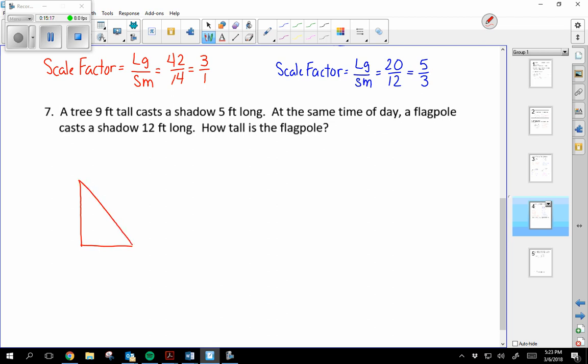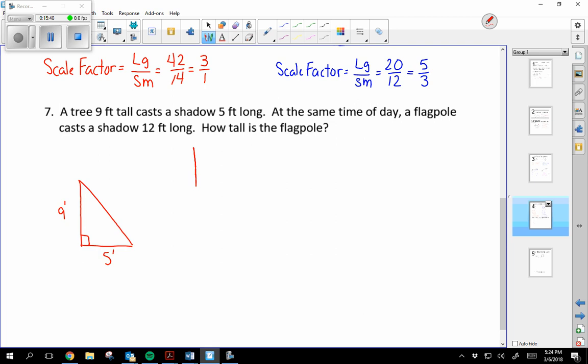So if we make a quick triangle, this is a right triangle because we are going to assume that the tree is standing straight up. And then the shadow would appear on the ground. Now it says at the same time of day. That's important because that means that the angle at which the sun shines down and creates the shadow is the same. And that's actually what produces the similar triangles.